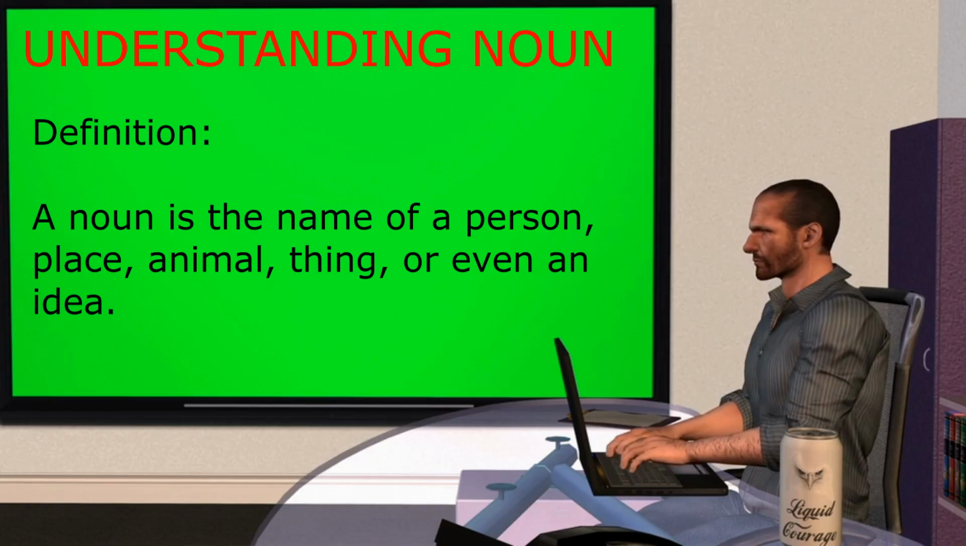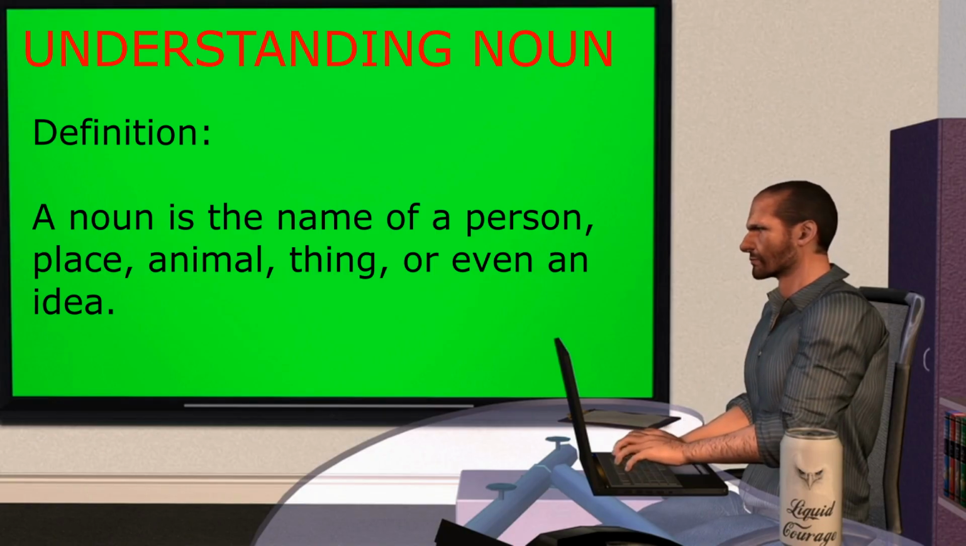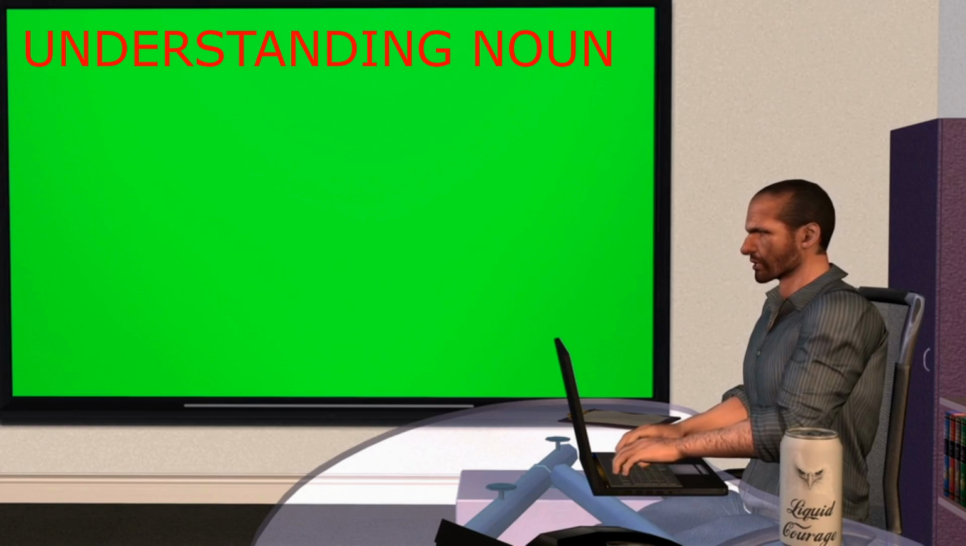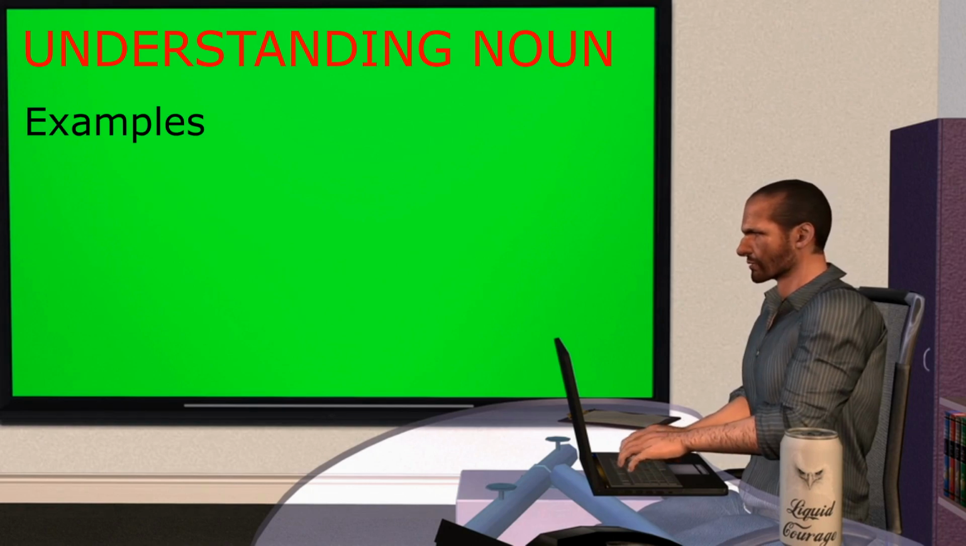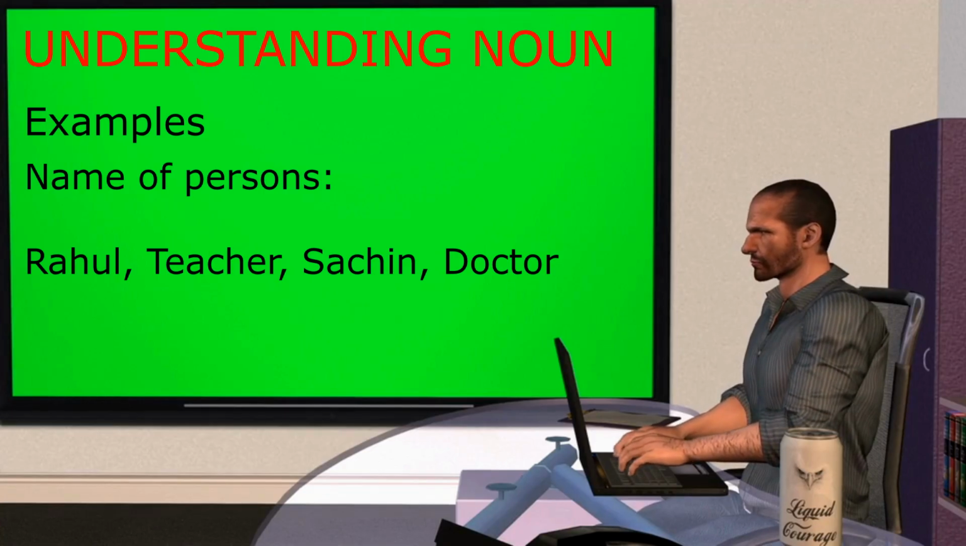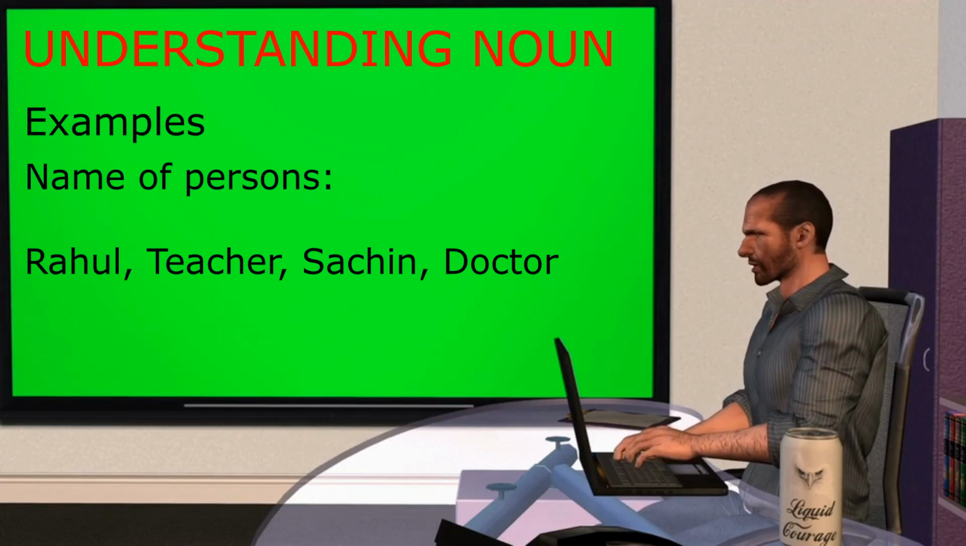A noun is the name of a person, place, animal, thing, or even an idea. It's one of the most important building blocks of English grammar. Let's understand with some examples you'll easily relate to. Rahul, teacher, Sachin, doctor, etc. are the examples of the name of persons.